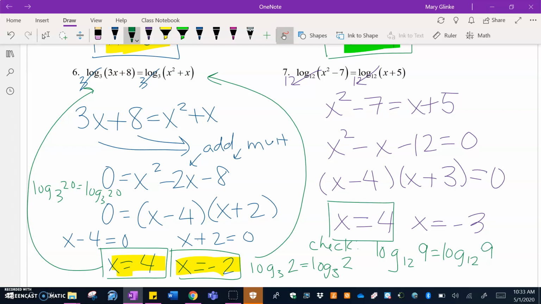If you plug in -3, you're going to get log base 12. When you plug in -3, you're going to get a 2 on the left-hand side and a 2 on the right-hand side inside of your logarithms. So -3 actually also works out, even though it's a negative number, it's not negative inside the logarithm. So both of these answers end up working. So again, you have to check them. You might get 2 answers, 1 answer, or no answers that work, and that's totally okay.